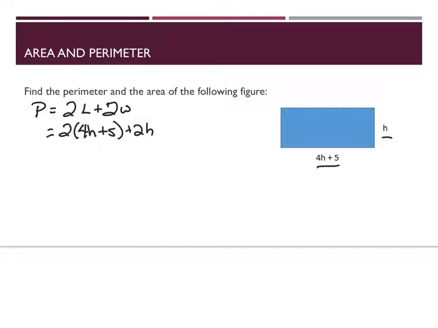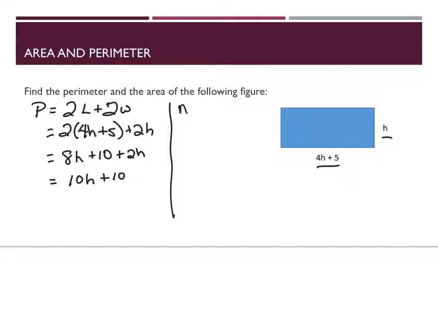Things that I learned in the last unit. To get rid of these parentheses, I'm going to distribute, so I'm going to multiply everything in parentheses individually by 2. 2 times 4h is 8h. 2 times 5 is 10. And I bring down my plus 2h. And then I combine like terms. 8h plus 2h is 10h plus 10. Those don't combine, and I don't have any units, so that's my final answer.